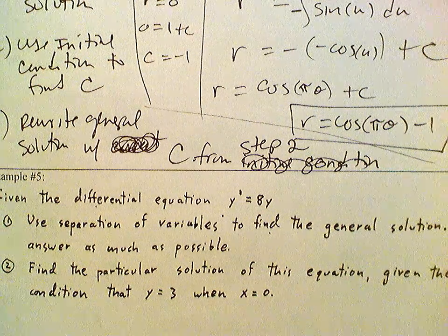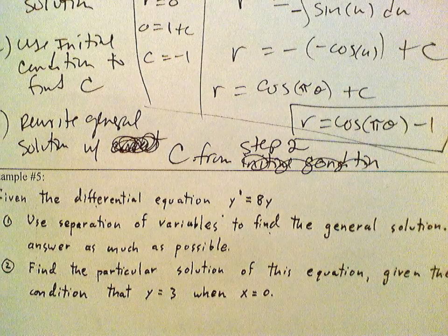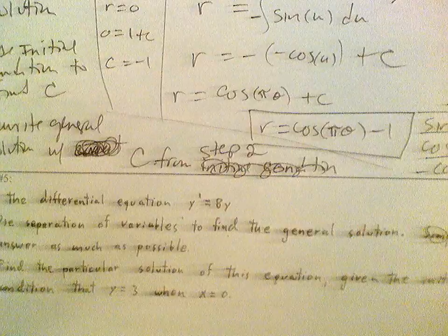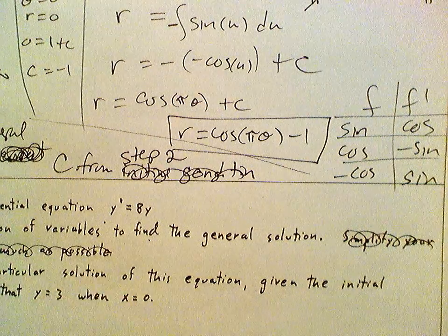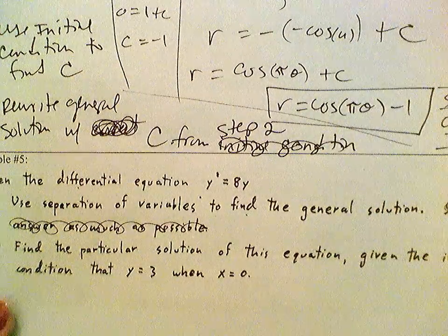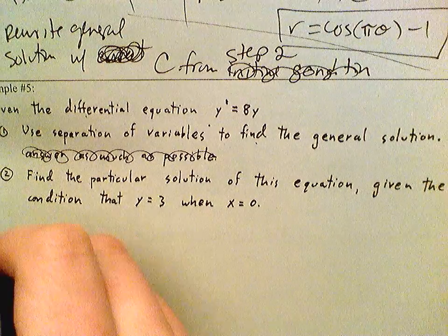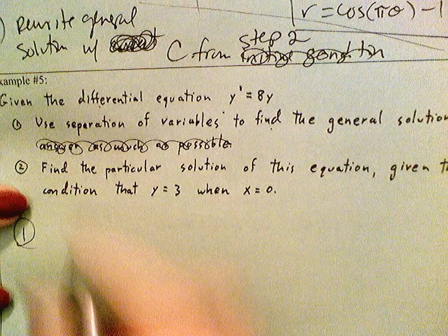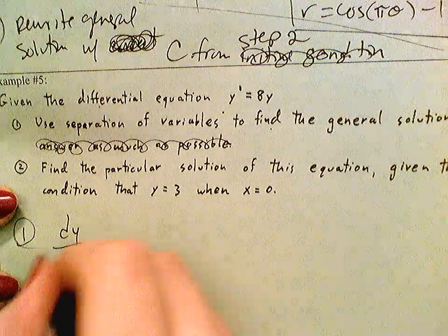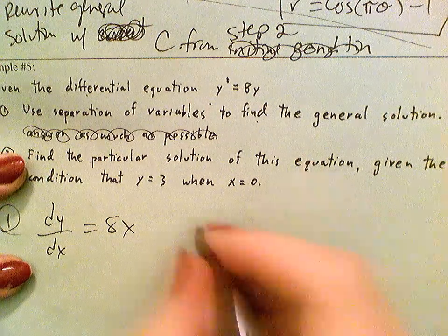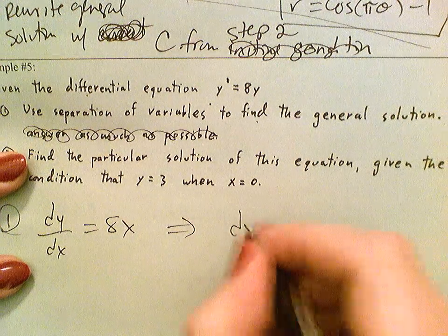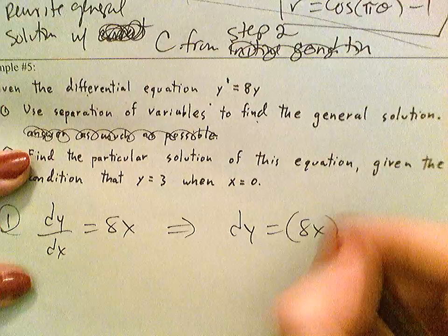Okay, so I think I'm going to cross this out. Let's cross out the simplify your answer as much as possible. I'm going to make another video on doing that. So first, for number 1, I convert to Leibniz notation. So dy over dx equals 8y. Then I try to separate the variables. So I get dy equals 8x dx.